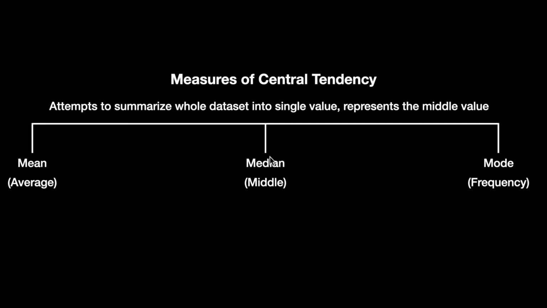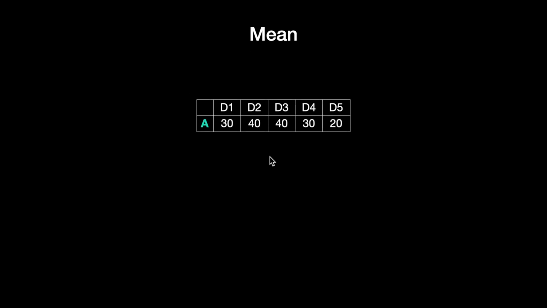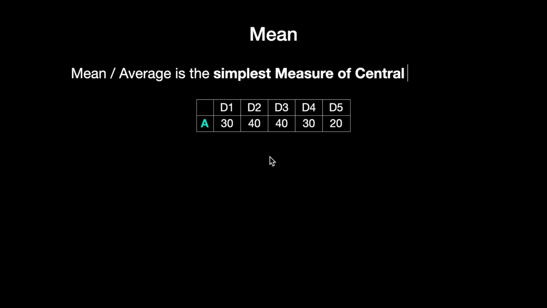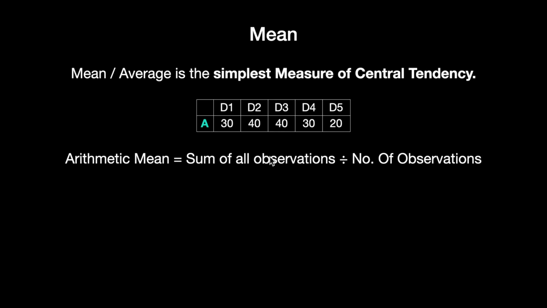Part 1 of this video will focus on measures of central tendency. So we'll be talking about mean, median, mode. Now let's move on to what mean means, pun intended. Mean, or average as it's popularly known, is the simplest measure of central tendency. It's calculated using the formula: sum of all observations divided by number of observations.